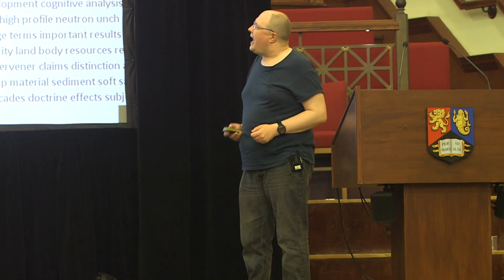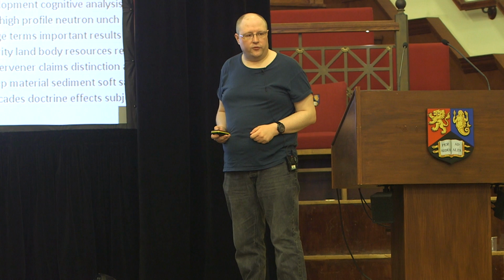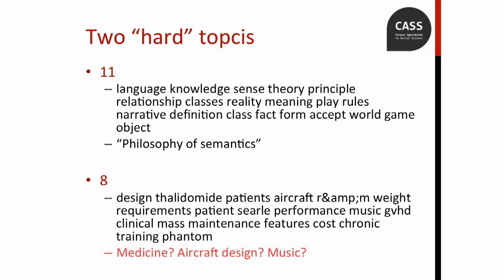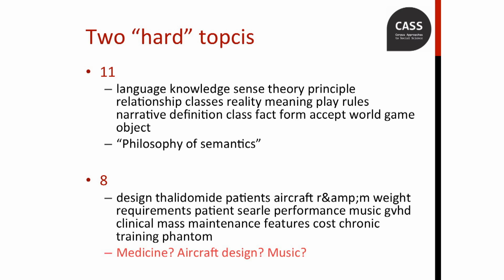You'll see that there are 3 gaps. Those were the hard ones. I didn't think that was bad. 17 easy, 3 hard. Well, let's take a look at 2 hard ones. Topic 11, those are the words: language, knowledge, sense, theory, principle, relationships, classes, reality, meaning, play, rules, narrative, definition, class, fact, form, accept, world, game, object. I was kind of getting a sense of a bit of Wittgenstein, but also a bit of formal linguistics. So I was like, is this philosophy of semantics or something like that? I don't know, that was my best attempt.